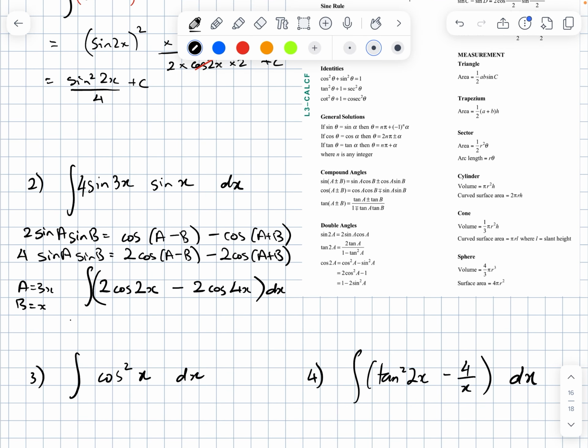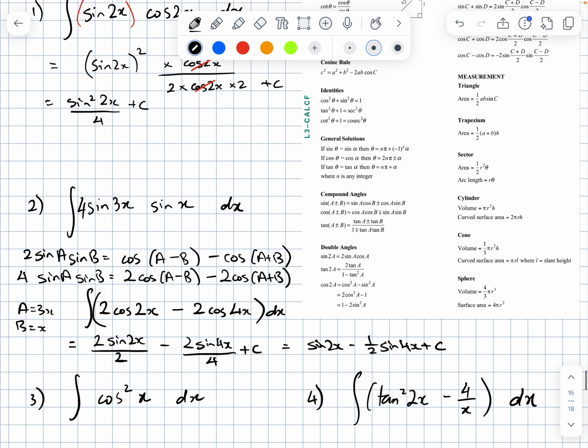So integrating, cos integrates to sin. So we get 2 sin 2x, then divide by the derivative of the angle, minus 2 sin 4x, divide by the derivative of the angle, plus c, which gives us sin 2x minus a half sin 4x, plus c.